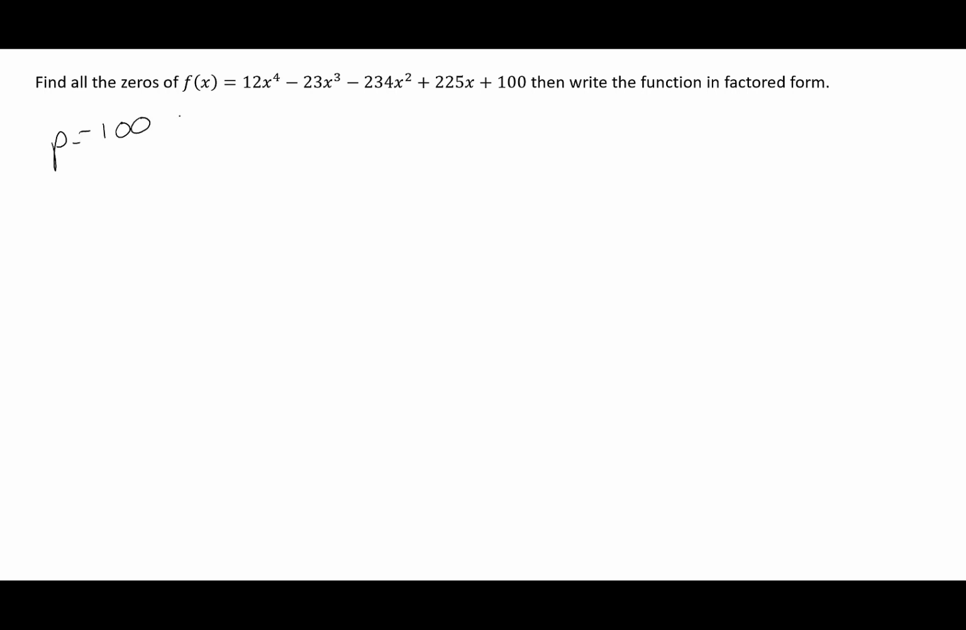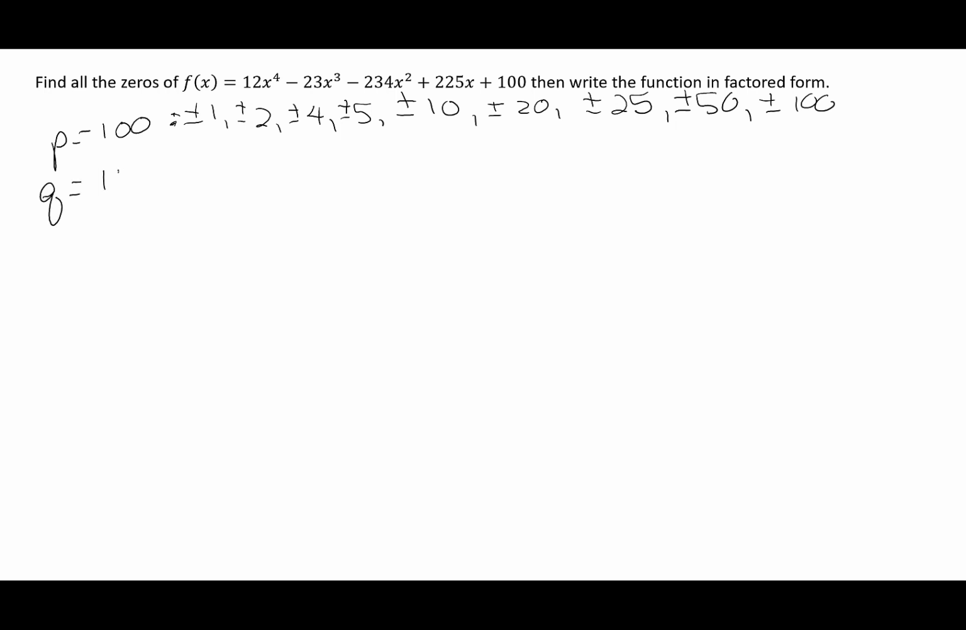P is 100. So my factors are plus or minus 1, plus or minus 2, plus or minus 4, plus or minus 5, plus or minus 10, plus or minus 20, plus or minus 25, plus or minus 50, plus or minus 100. It's a lot. Q being 12, I have plus or minus 1, plus or minus 2, plus or minus 3, plus or minus 4, plus or minus 6, plus or minus 12.